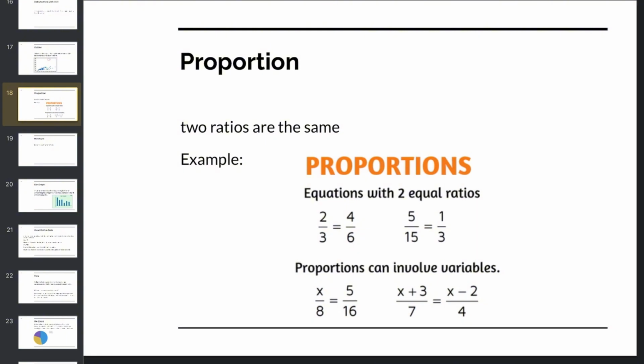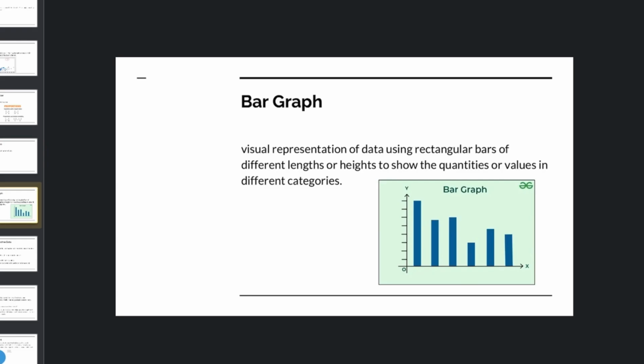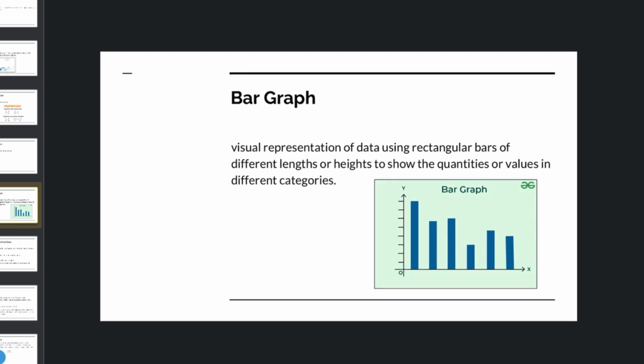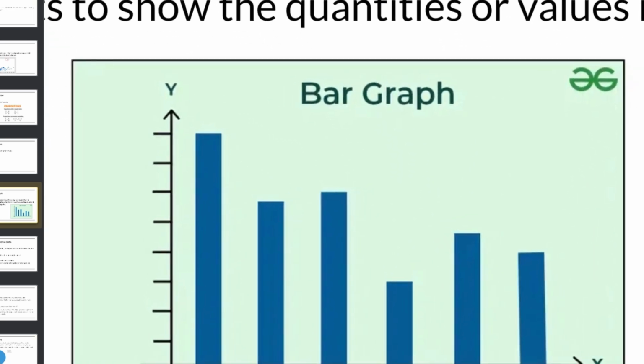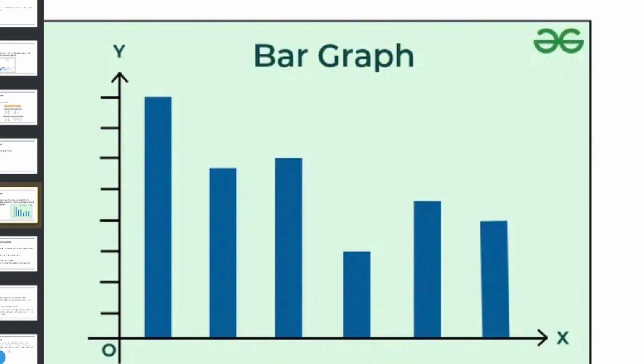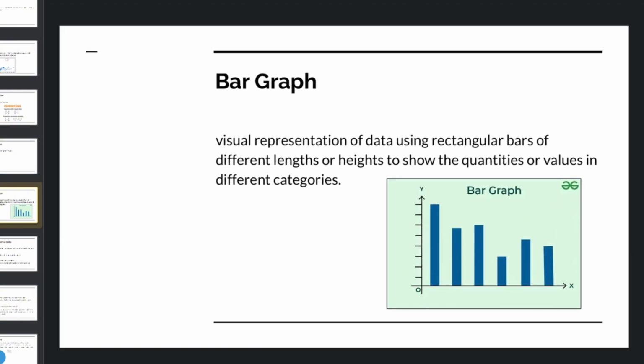Proportions: 2 ratios are the same. Here's an example. Minimum is the lowest value of the set in data. Bar graph: a visual representation of data using rectangular bars of different lengths or heights to show the quantities of value in different categories. As you can tell, it looks like a bar, you know?